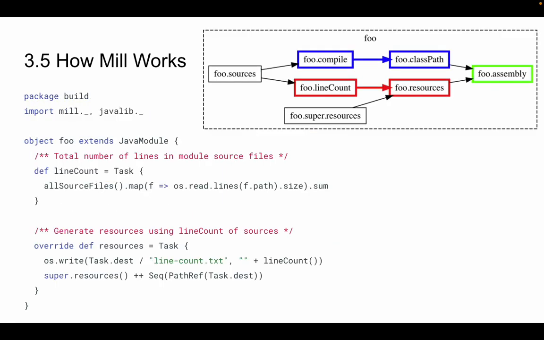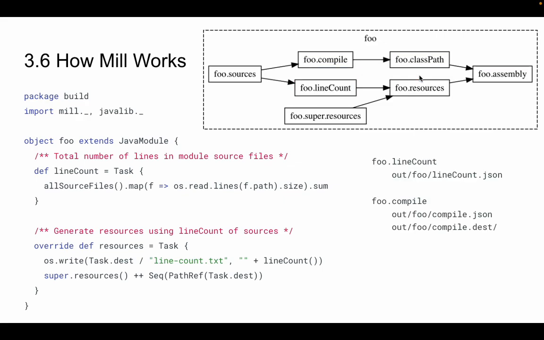Once Mill has this graph, Mill is able to say what can be parallelized. For example, it knows that compile and class path can be run in a separate thread from line count and full resources because line count does not depend on compile and vice versa. On the other hand, assembly needs to wait for both the blue and red threads to finish before it can start because assembly depends on both of them.